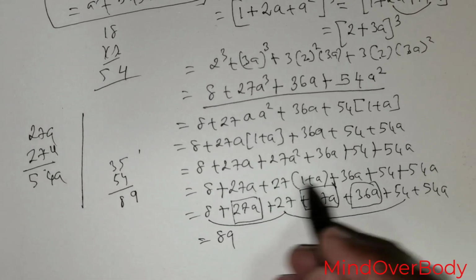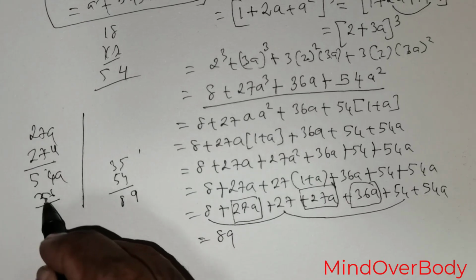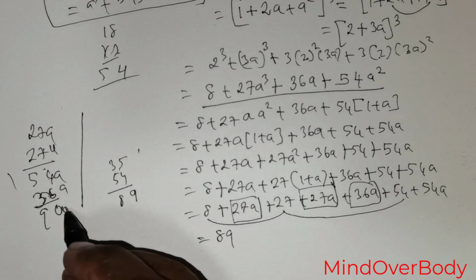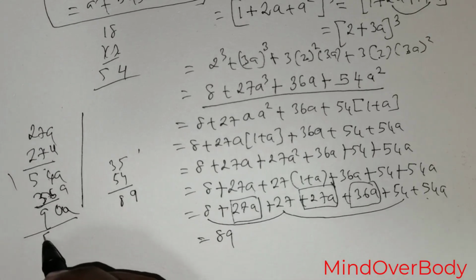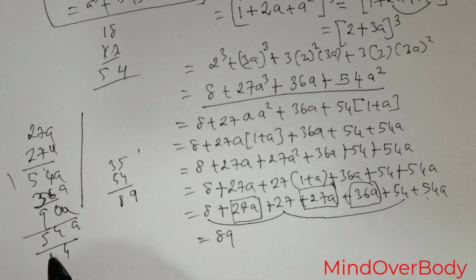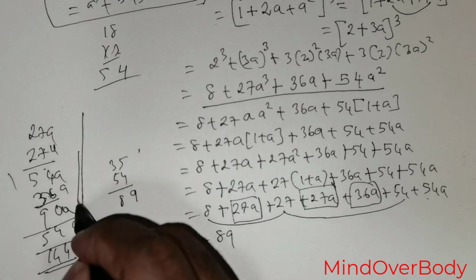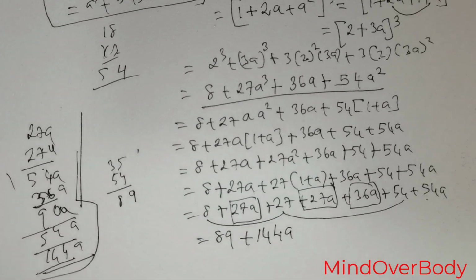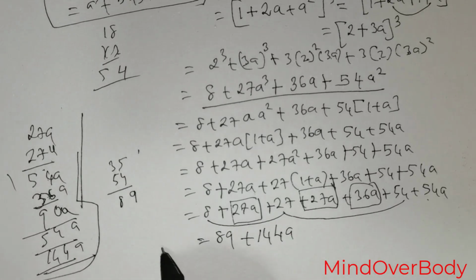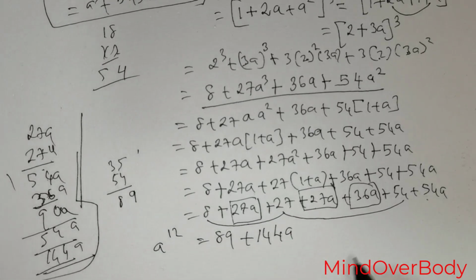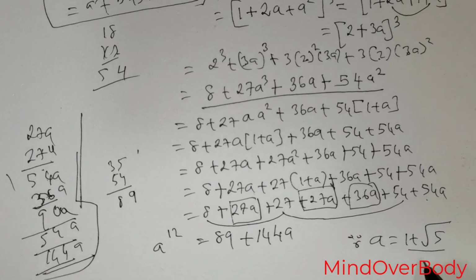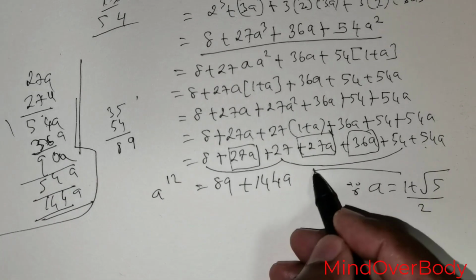I've got 36a added, 36a, 6 added with 4, 10, 1, 90a, and I've got a 54a. So this is going to be 144a. Okay, that's fine. So this is going to be 144a. On the left hand side, I've got a raised to the power of 12. Now since a is 1 plus root of 5 divided by 2, I can substitute it here.